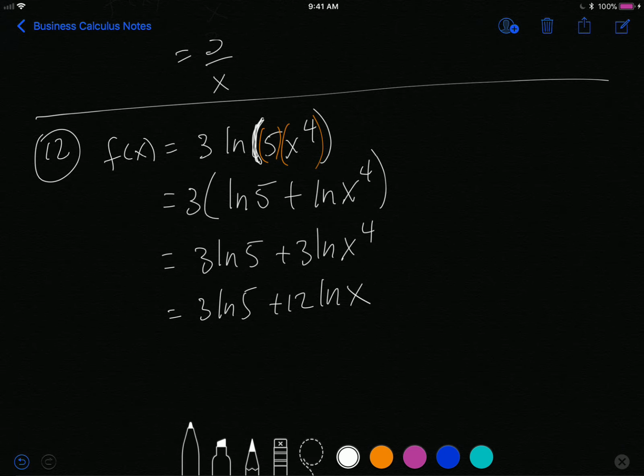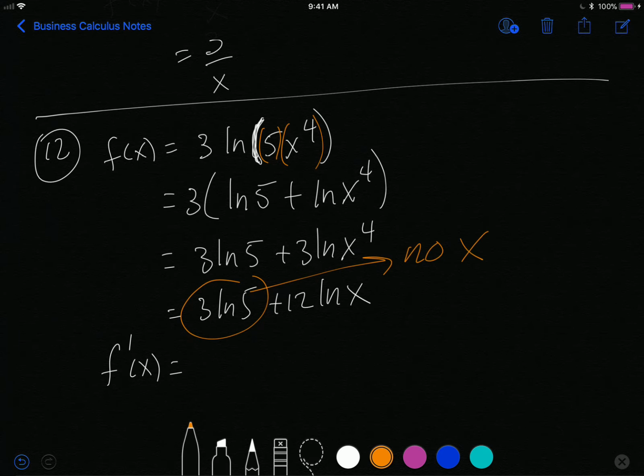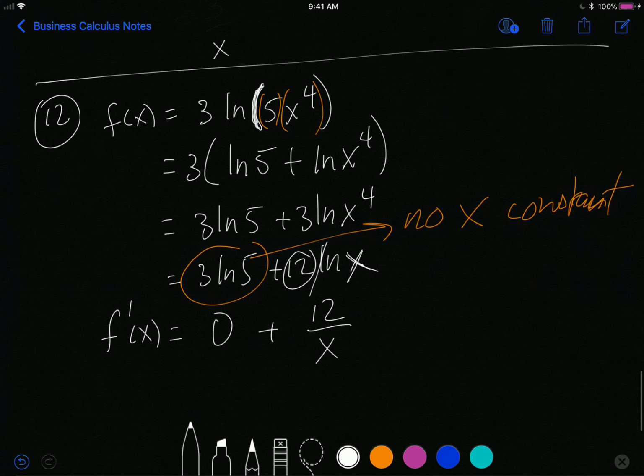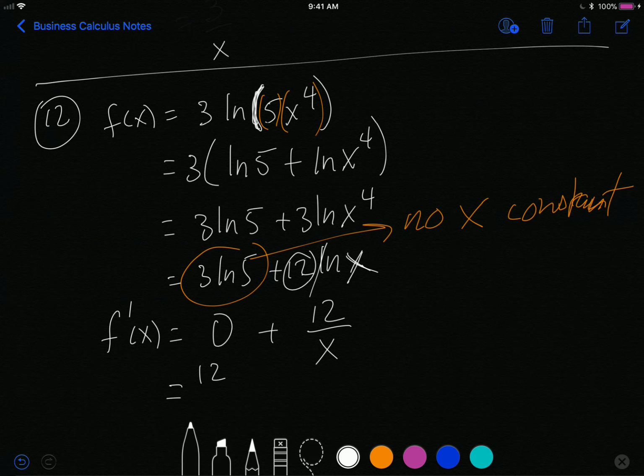And now I am ready to take the derivative. Again, this has no x. So therefore it is a constant. And the derivative of a constant is 0. And my 12 ln of x is 12 divided by x. And that right here is my derivative. I don't need to write the 0 down. And so the answer is 12 over x.